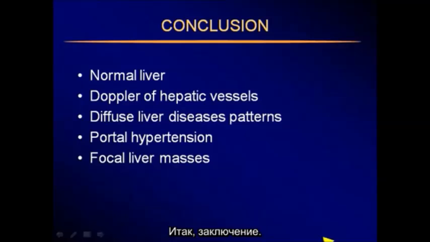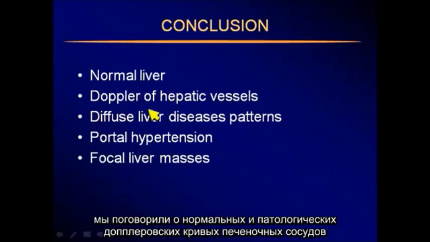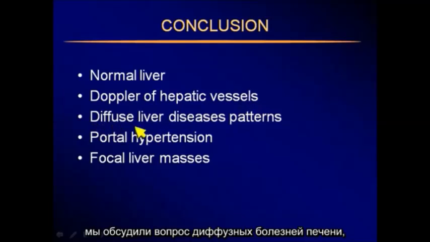So in conclusion, we have discussed the appearance of the normal liver. We've talked about normal and abnormal Doppler patterns of hepatic vessels. We've covered diffuse liver disease patterns. We've talked about portal hypertension and discussed focal liver metastases.